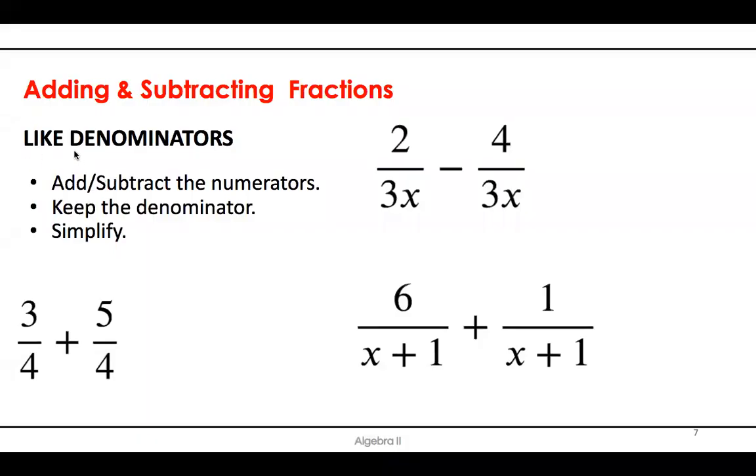Okay, so if they have the same denominator, all you have to do is add or subtract the numerators, keep the denominator, and simplify. So looking at this problem here, we want to add the numerators because it's an addition problem. So 3 plus 5 is equal to 8, and keep the denominator. And 8 over 4 simplifies to 2.